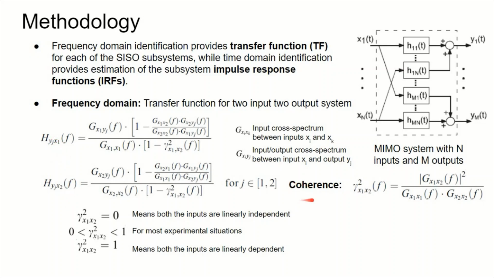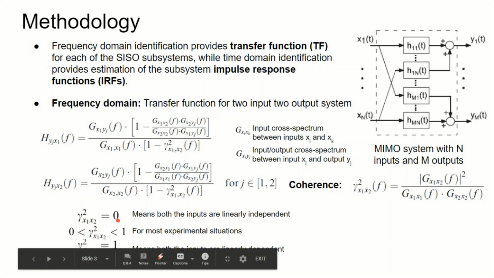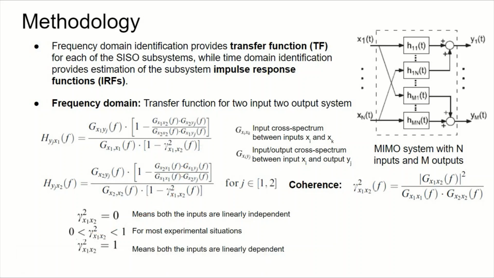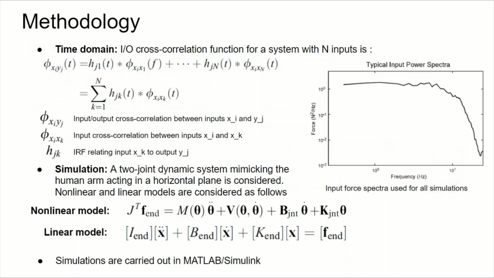Accordingly, they have identified this coherence measure to relate how the inputs are related to each other. So gamma square x1 x2 equal to 0 means that there is no dependence between the two inputs x1 and x2, and if the value of gamma square is between 0 and 1, that means the two inputs x1 and x2 are somehow related to each other, and gamma square equal to 1 means that both are linearly dependent, that means both are one and the same thing.